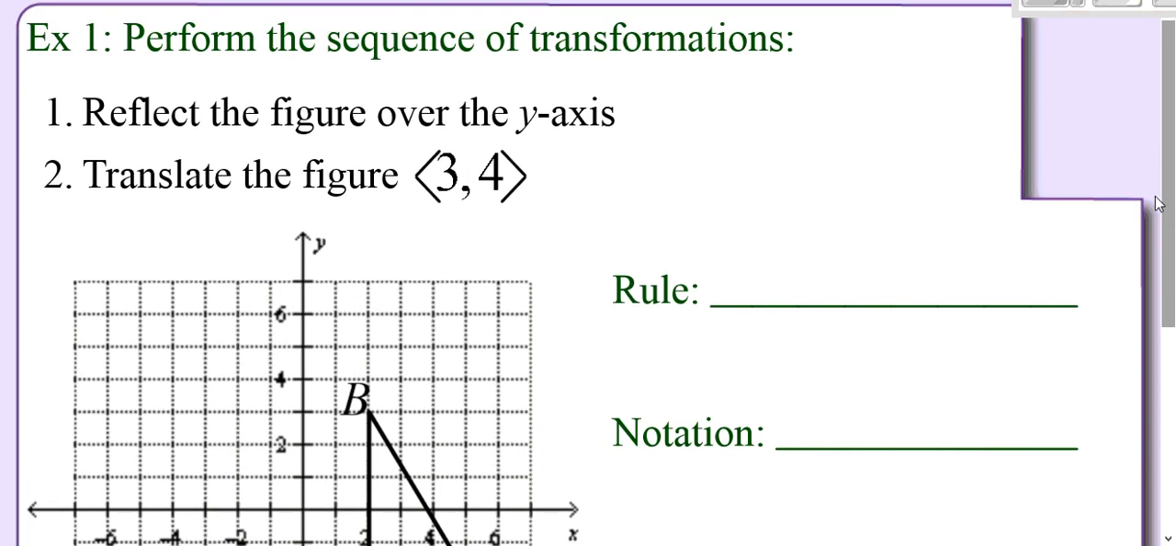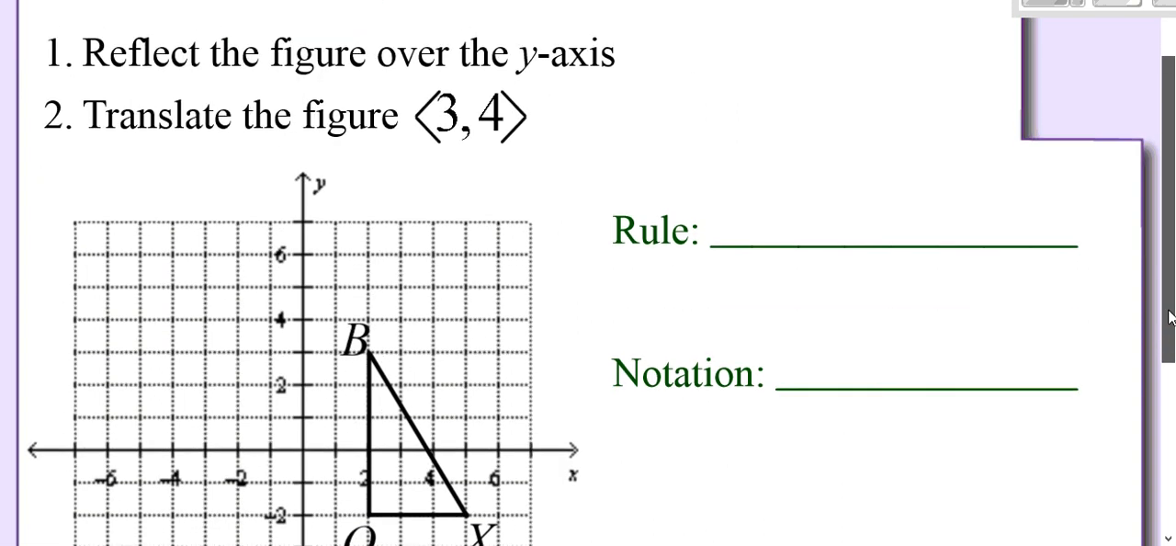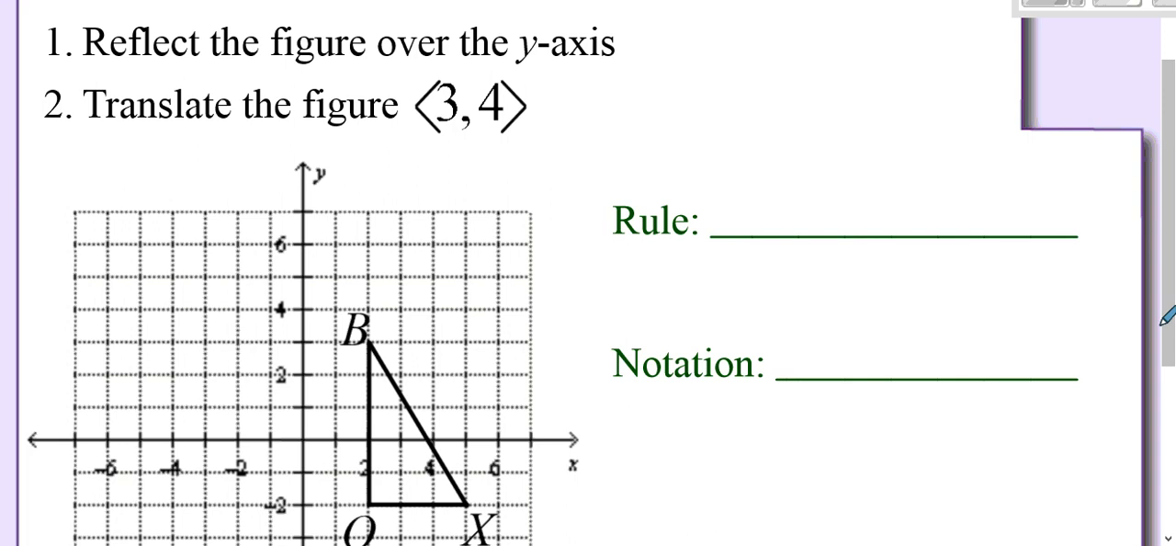So here we've got a sequence. We're going to reflect over the y-axis, and then we'll translate. So first, let's reflect over the y-axis. Right now, B is 2 spaces to the right. When you reflect over the y-axis, that point is going to be 2 spaces to the left. And you call it B prime, because that's after you've moved it. Do the same thing with O. Reflect it over, 2 spaces. Call it O prime, because that's after you moved it. It's the image.